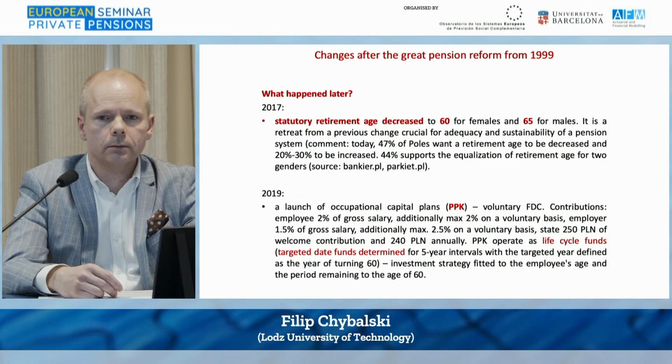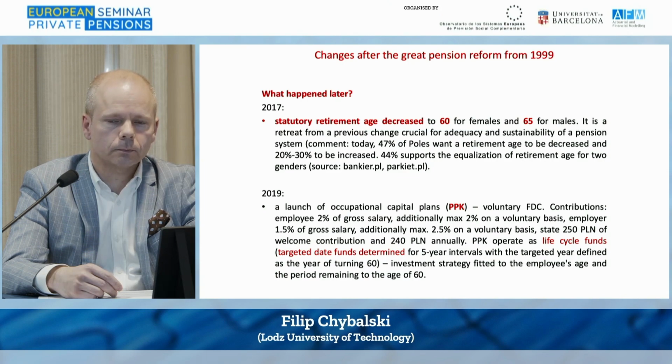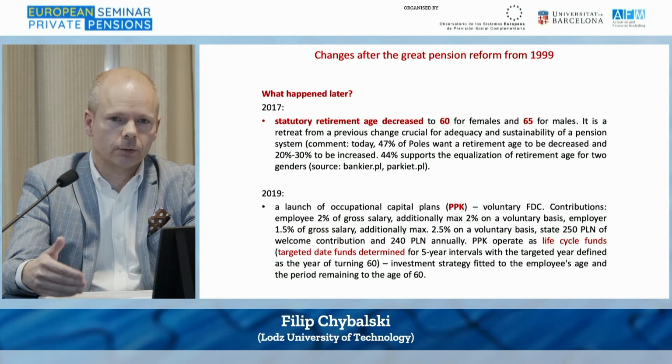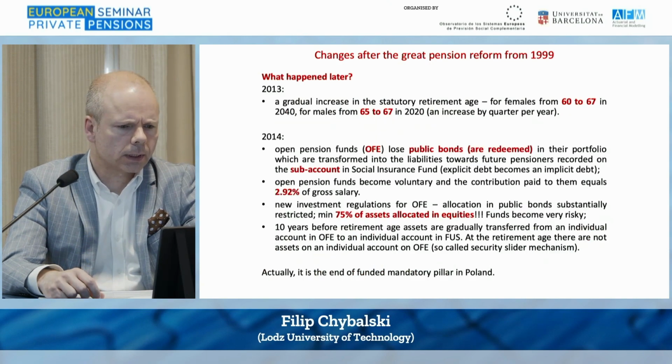What happened later? We had parliamentary elections, and you know how to win a parliamentary election in Poland: promise people a decreasing retirement age. So they promised and they did it. Today we have retirement age 60 and 65. So it's a very, very important and negative retreat from the pension reform, or from the step in the pension reform from 2013.